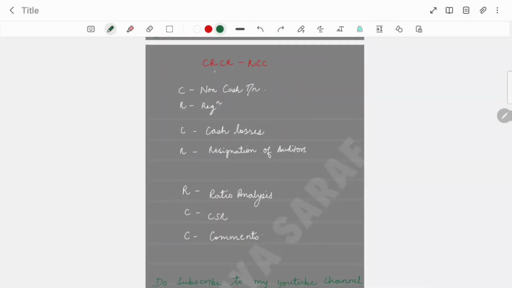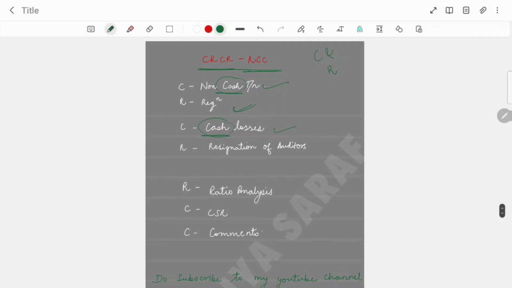The last memory trick is left, this is CR, CR, RCC. This one you can easily remember because there are only two letters, C and R. So it is two times CR, that is CR, CR and then RCC. From C the clause is related to cash, so it is non-cash transactions, and again from C it is cash losses. You can remember this very easily, one is non-cash transactions, one is cash losses. Then from R it is registration, and from the next R it is resignation of auditors.